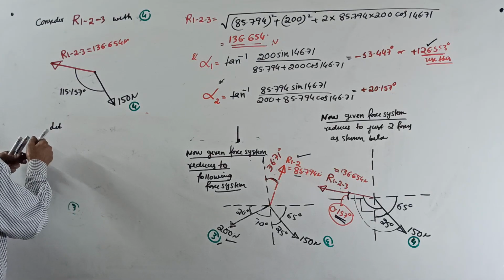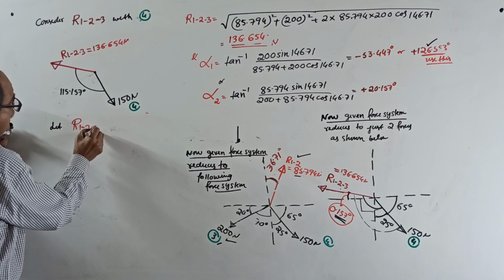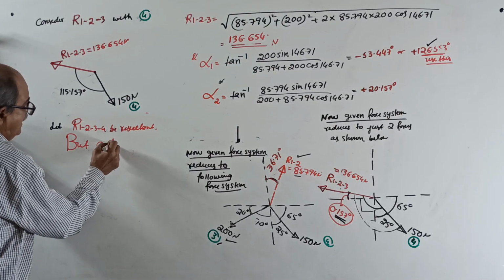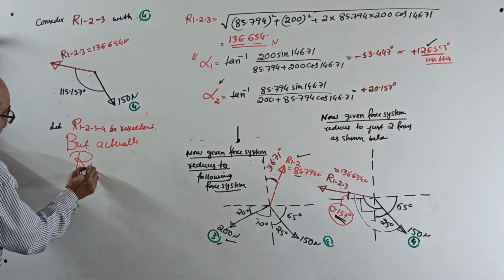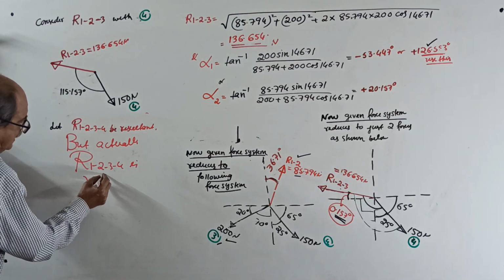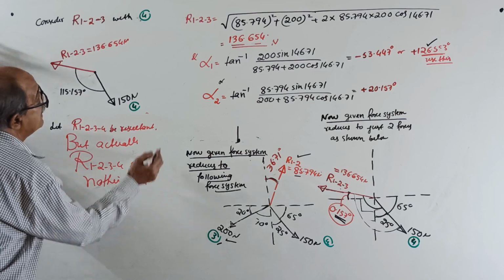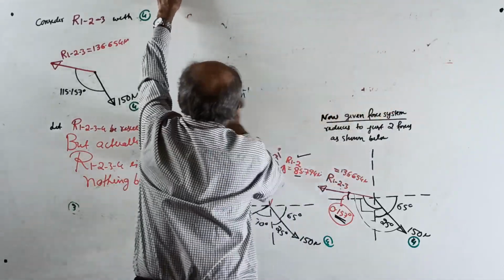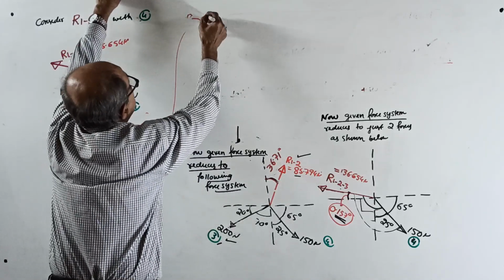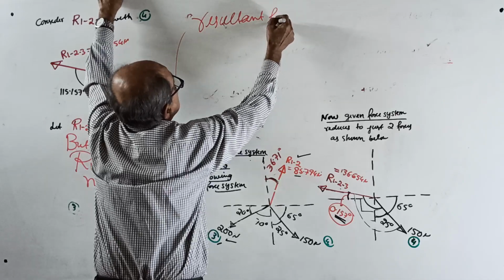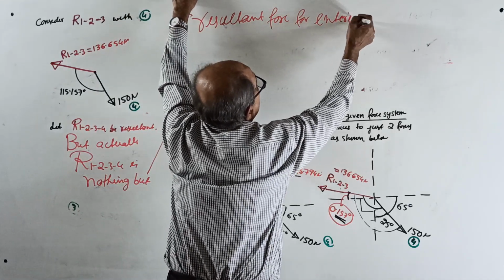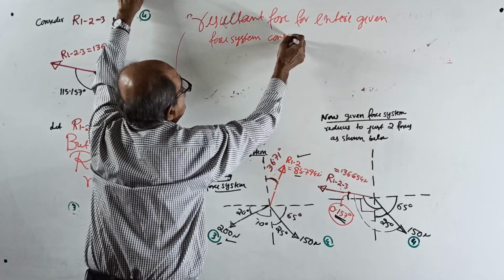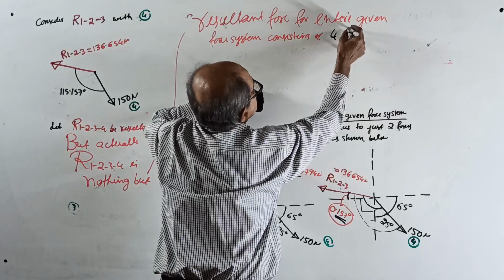Let R1234 be the resultant. Actually, R1234 is nothing but the resultant force for the entire given force system consisting of a total of 4 forces.